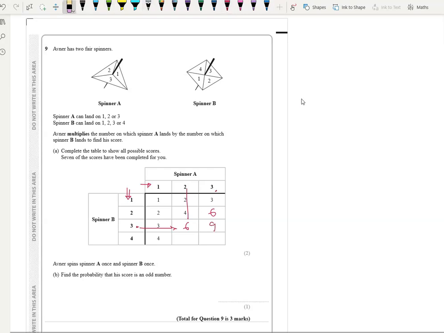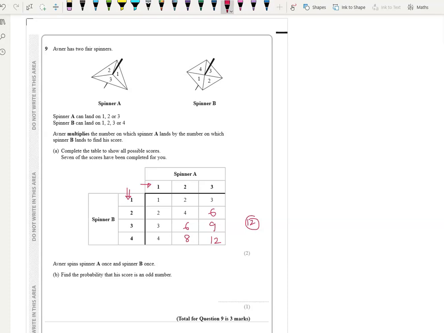Okay, so like this we will complete the remaining boxes. So 4 on spinner B and 2 on spinner A, this will give you 8, and 4 times 3 gives you 12. So altogether we have 12 possibilities.